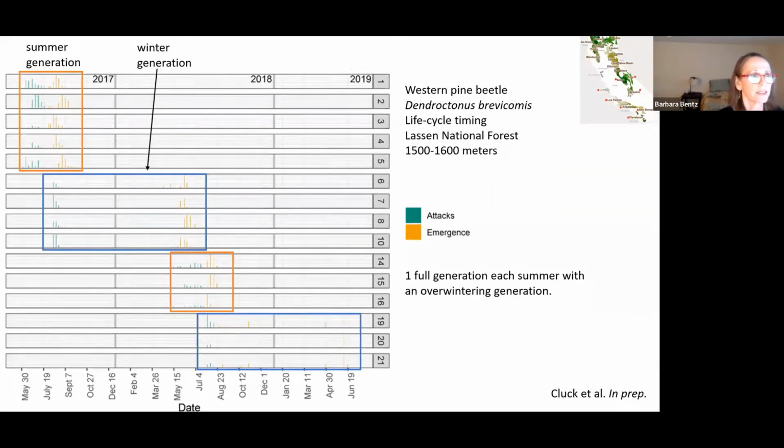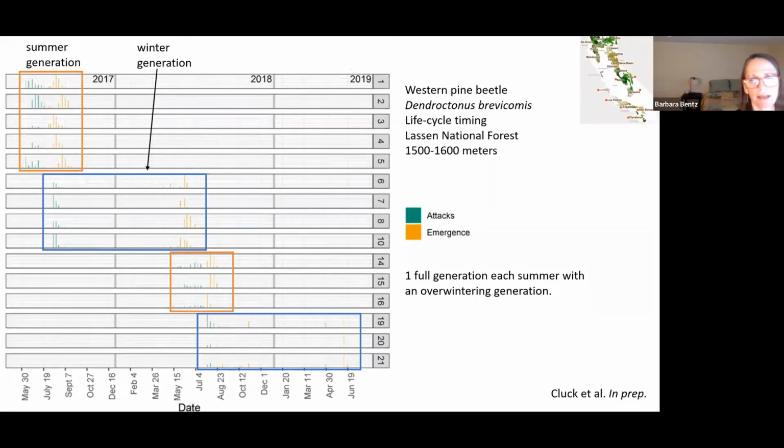And so you can see that between 2017 and 2019, and the individual trees are here, each row is a tree. So we saw one full summer generation each year with an overwintering generation where attacks on trees in early August resulted in emergence the following summer. So this was also repeated on the Stanislaus Forest, which is down here sort of in central, north of the Sierra National Forest. And we found similar results, although because it was a little bit warmer, these individuals in this winter generation, a few of them actually did come out before winter. So we're working on a model to forecast temperature-dependent generation timing using these data.